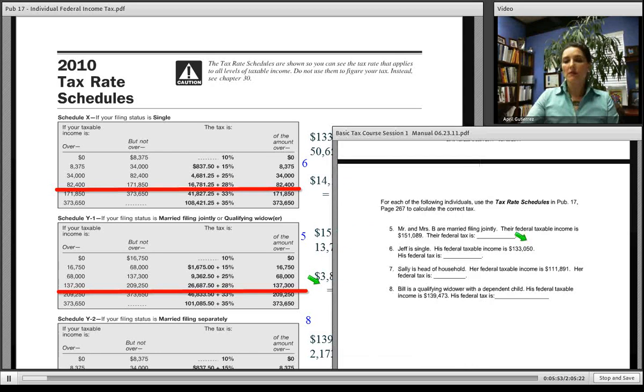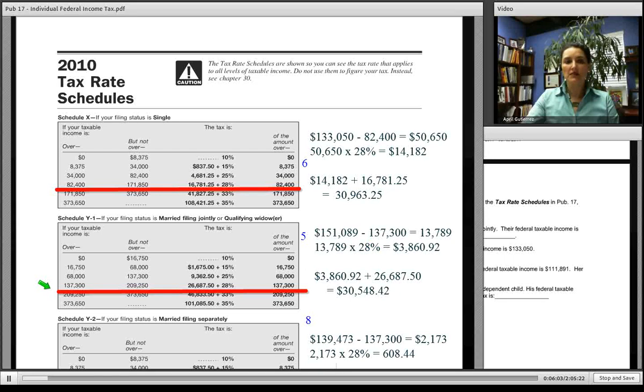Okay, the next problem in line is problem number 6. Jeff is single, and his federal taxable income is $133,050. Again, we go back to the tax rate schedules, this time to single, and we enter his taxable income of $133,000. We then look to see where that falls, and it falls on this line right here. We then subtract out the lower benchmark number of $82,400 from his income, and we get $50,650. That puts him in the 28% tax bracket, and so we multiply that number by 28%, and we get $14,182.